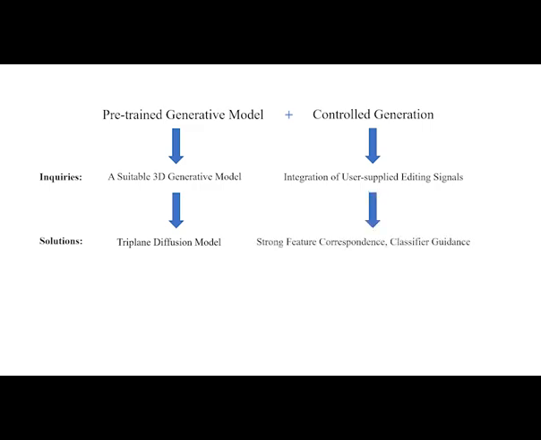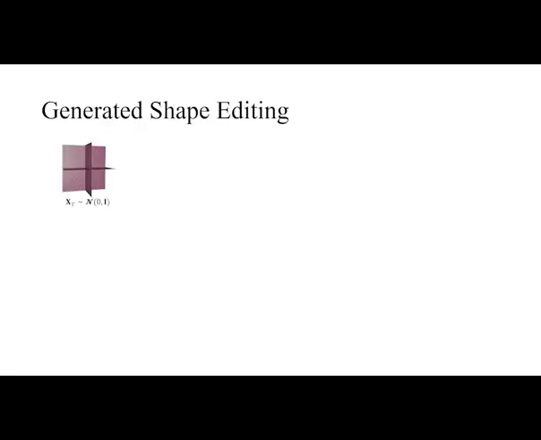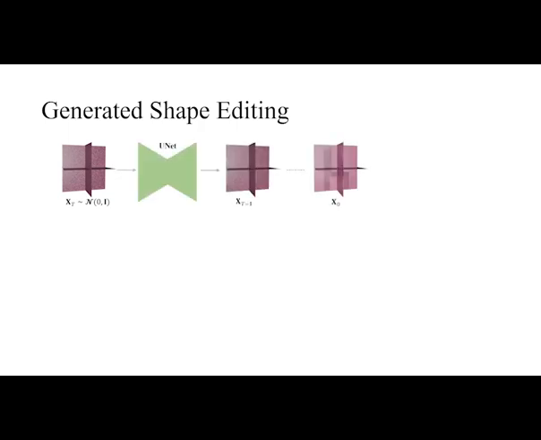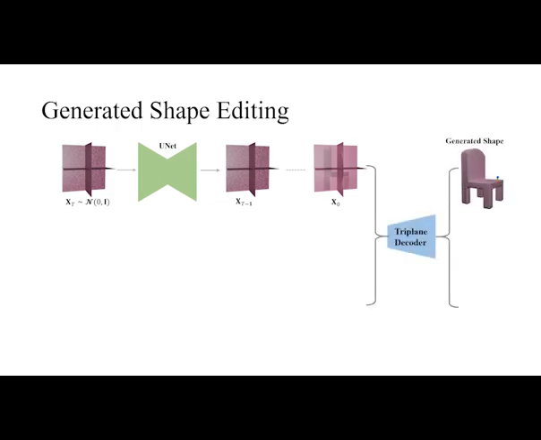We utilize strong feature correspondence and a classifier guidance strategy to guide the generation of edited shapes that meet user-defined constraints. To generate a shape, we initiate the process by sampling the latent code. Subsequently, we iteratively apply diffusion forward to acquire the triplane representation. This representation is then fed into the triplane decoder, resulting in the final generated shape.